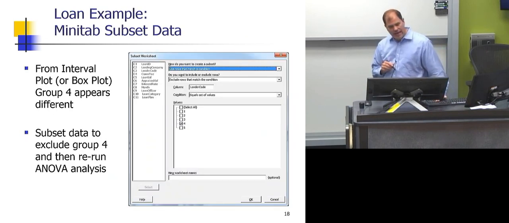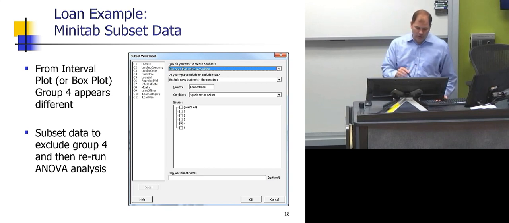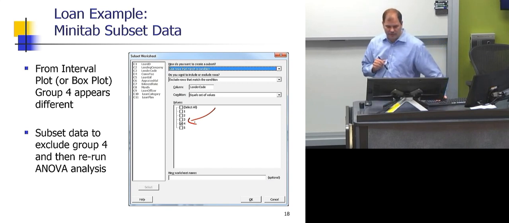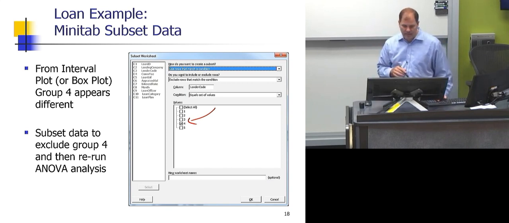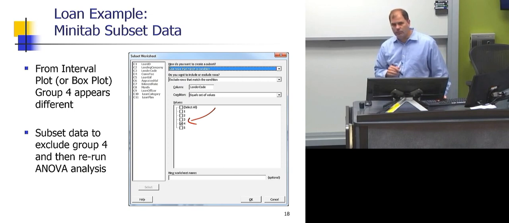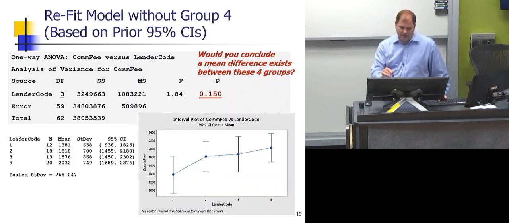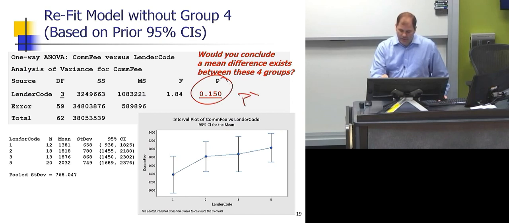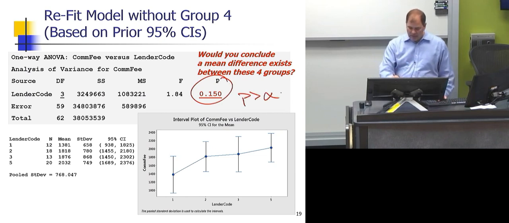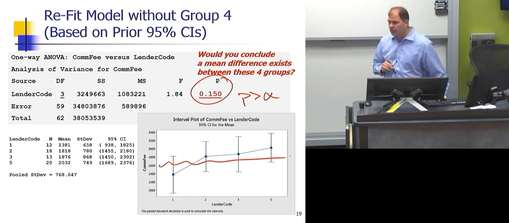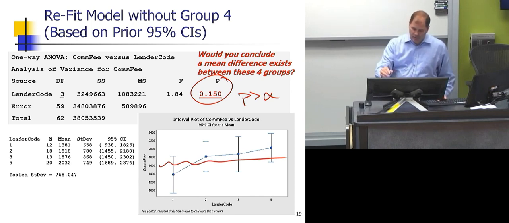All right, how would I do that? This is a good time to remind us about some of the nice features in Minitab. For example, the subset. If you wanted to, you could simply take out group 4 and then rerun the analysis. So I've created a Minitab subset command, and I said don't pick group 4. I rerun the analysis. I get p greater than alpha. I can also draw a line through there, and I would conclude that there is no difference, or no significant difference.